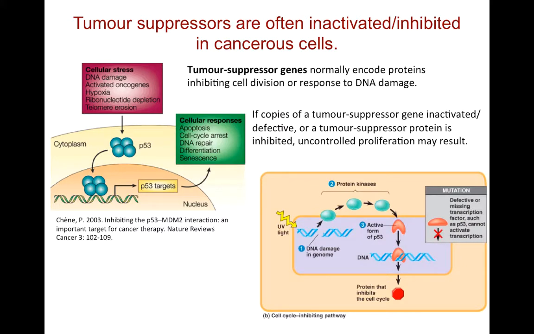Mutation of tumor suppressor genes or inhibition of tumor suppressors can result in loss of cell cycle control. Without these necessary controls on cell division, cells can multiply, and this can lead to development of tumors.